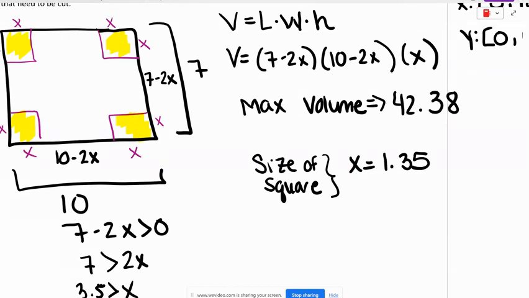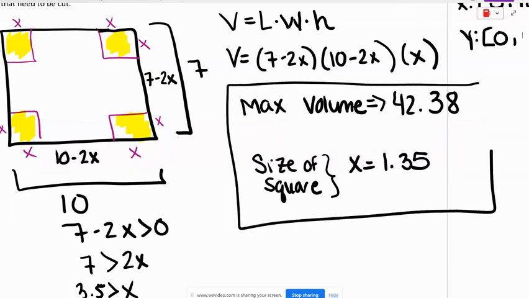You want us to write out like max volume, or you just write y? No, I want you to write max volume. So the size of the square is a 1.35 by a 1.35, right? Because the sides are all the same in a square. So when they say the size of the square, it's 1.35 by 1.35. Yeah, so you gotta write it.